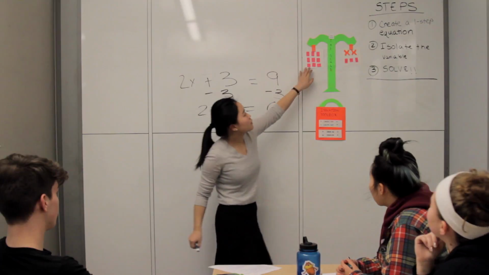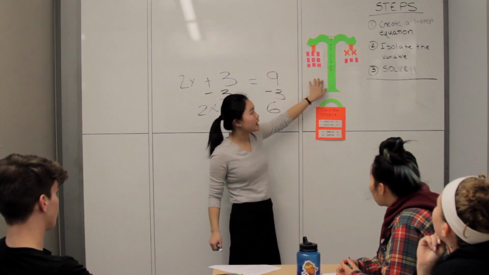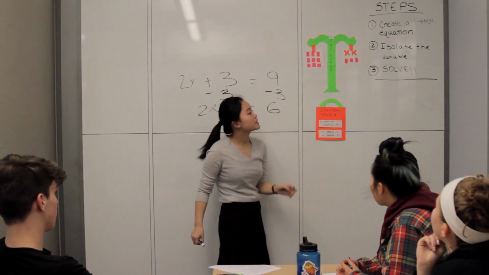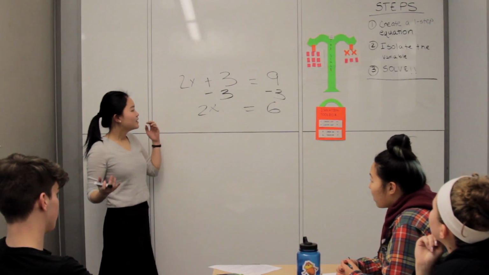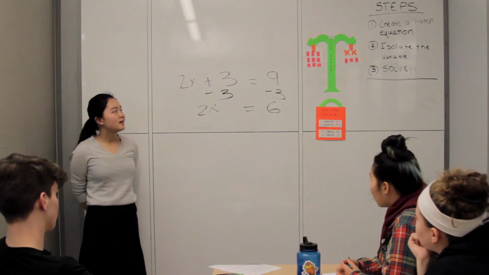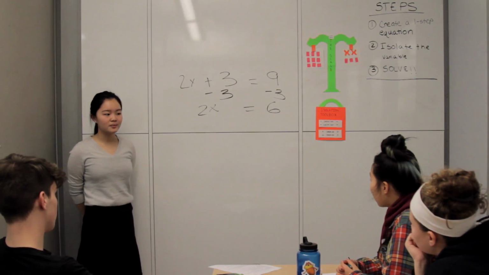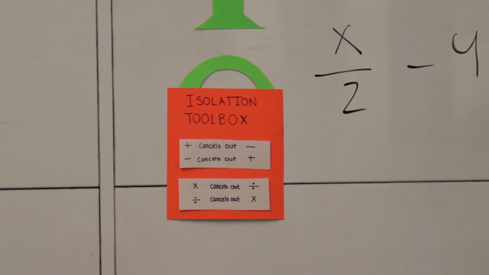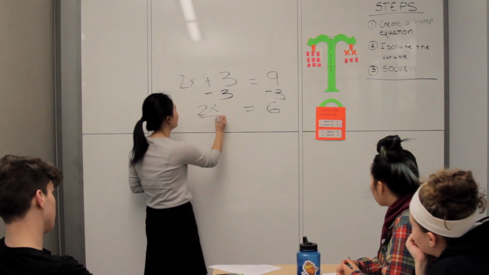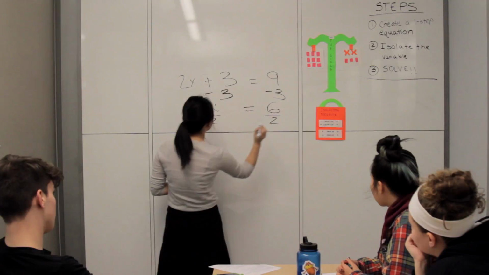So because we took 3 of the sticky notes off on the left side, we have to take 3 of the sticky notes off on the right side, so the two sides of the scale remain equal. So now we have 2x equals 6. The second step is to isolate the variable. And we do this using division, because according to our isolation toolbox, division cancels out multiplication. And what we do to one side, we always have to do to the other.